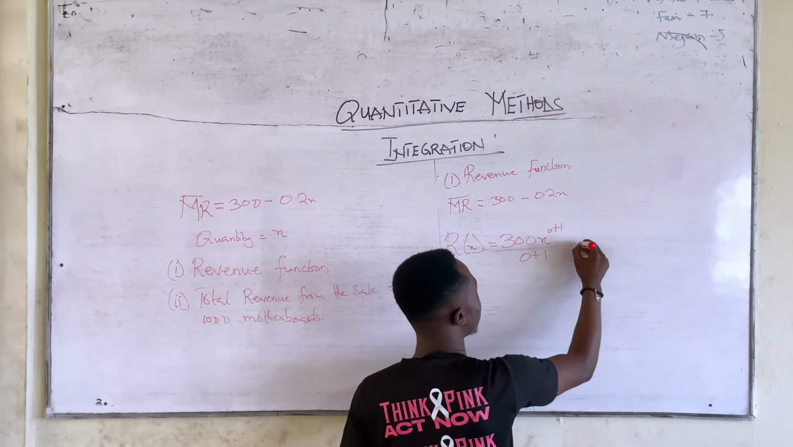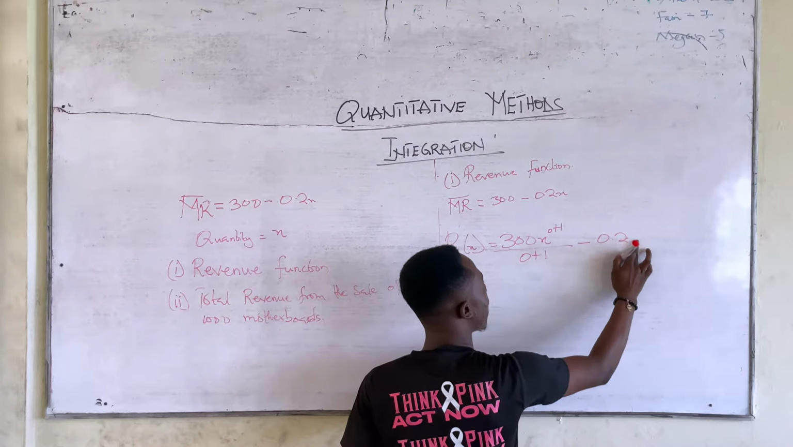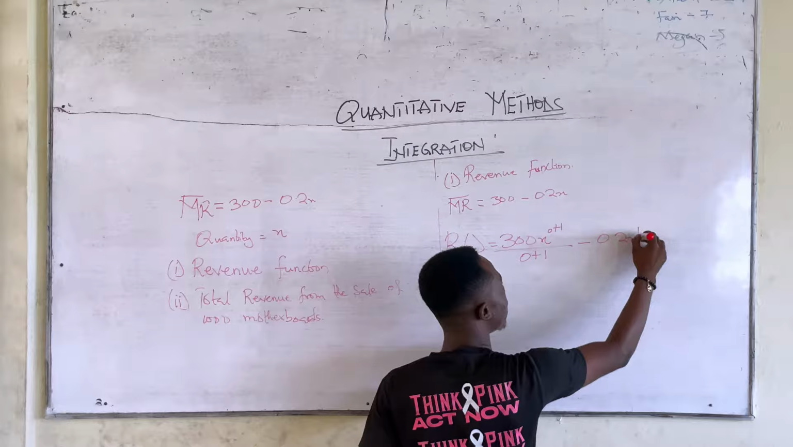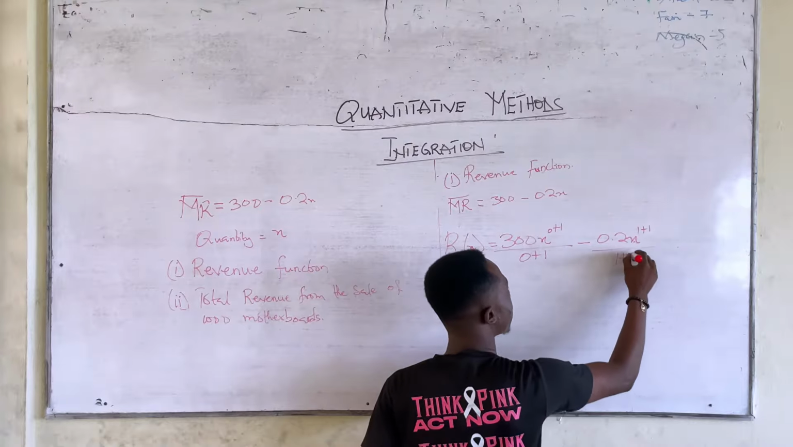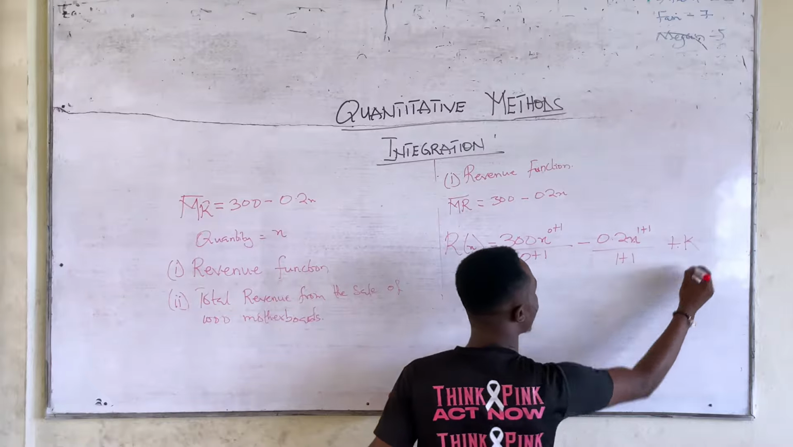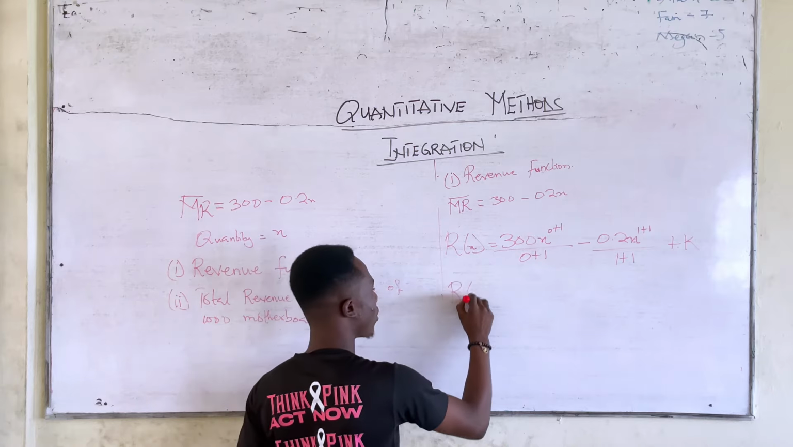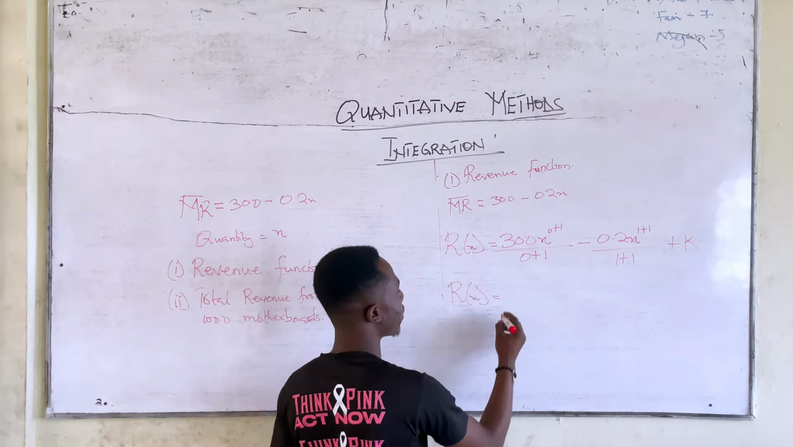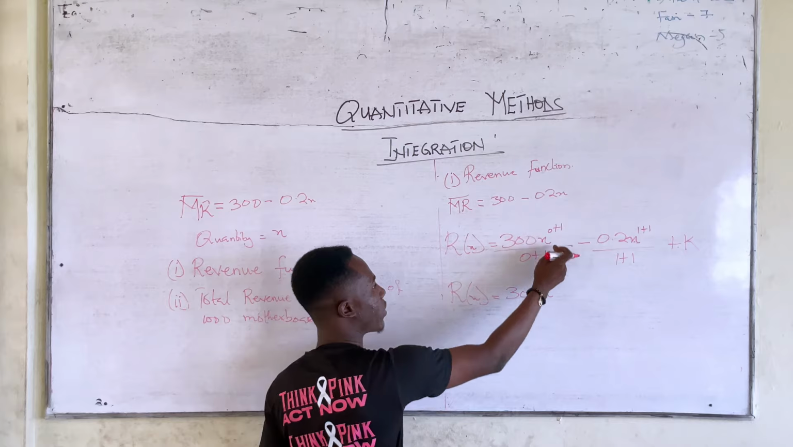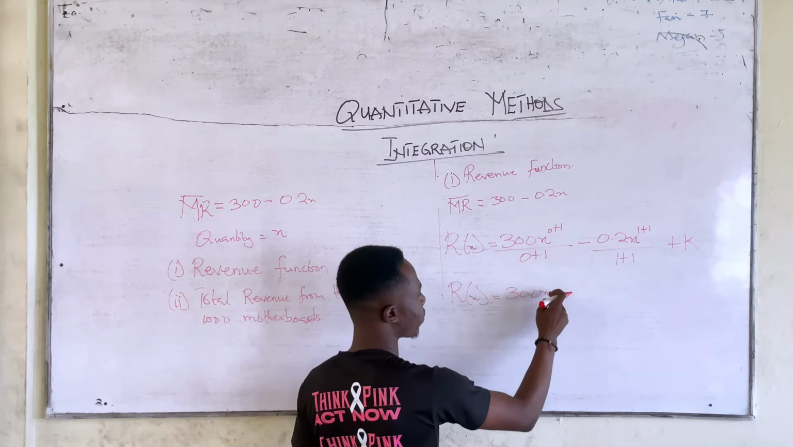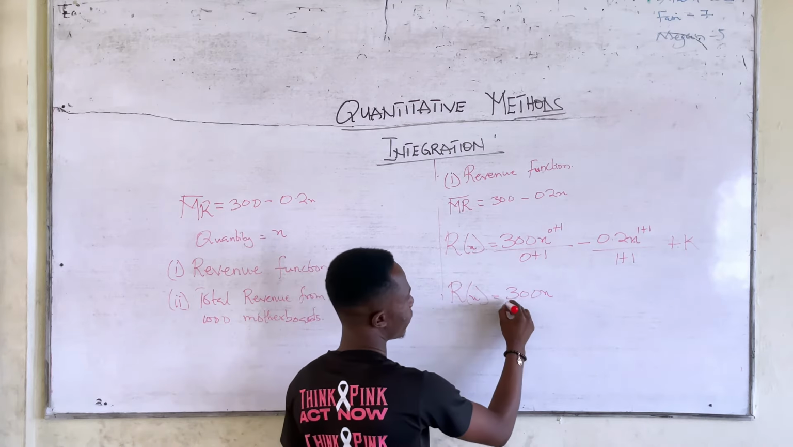Then you move on to the next function, that is 0.2x, and x has exponent what? 1 already. We add 1 to it and divide the whole thing by 1 plus 1. Then we bring our constants. Okay, now let's proceed. We have r of x, that is the revenue function, 300x, because 0 plus 1 is 1. X exponent 1 is what? X. Then you divide it by what? 1. And it will give you what?